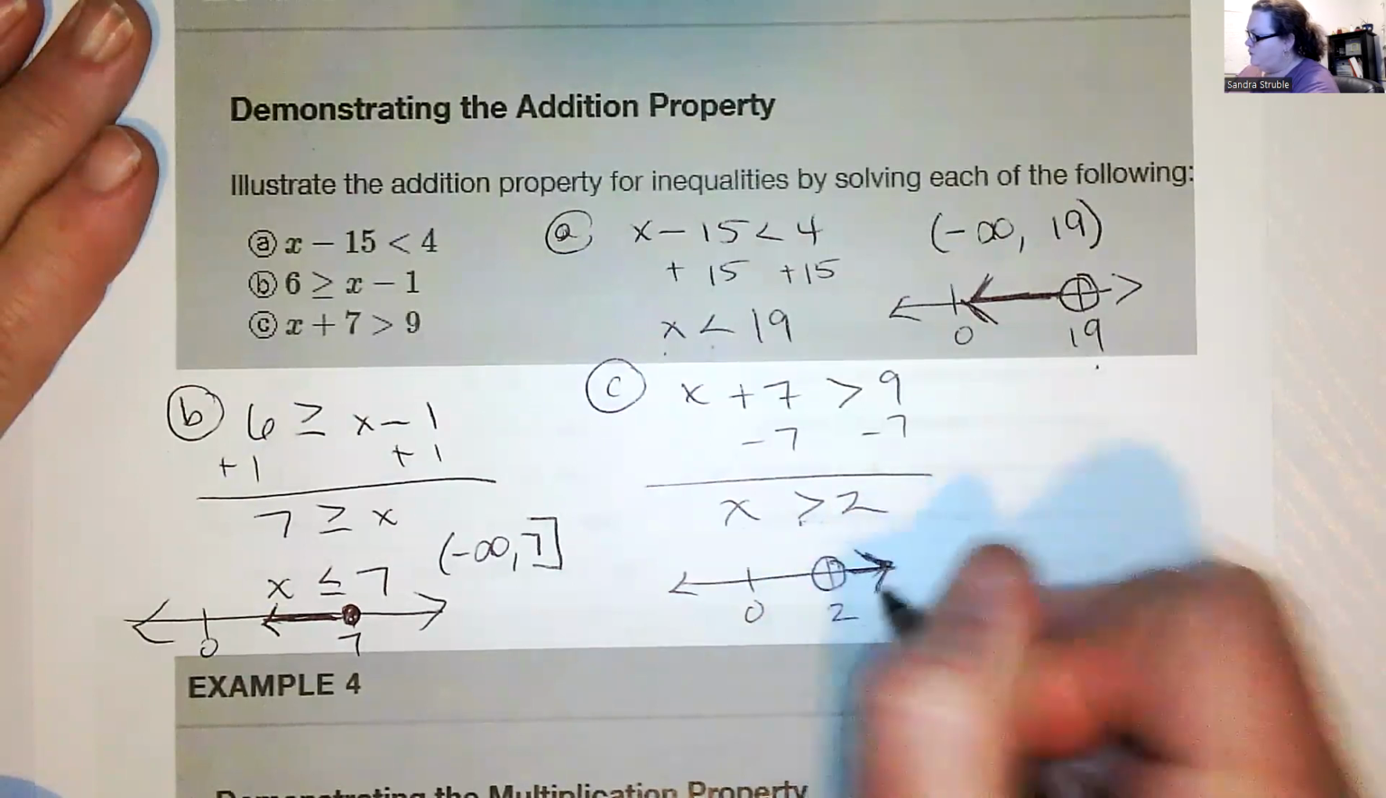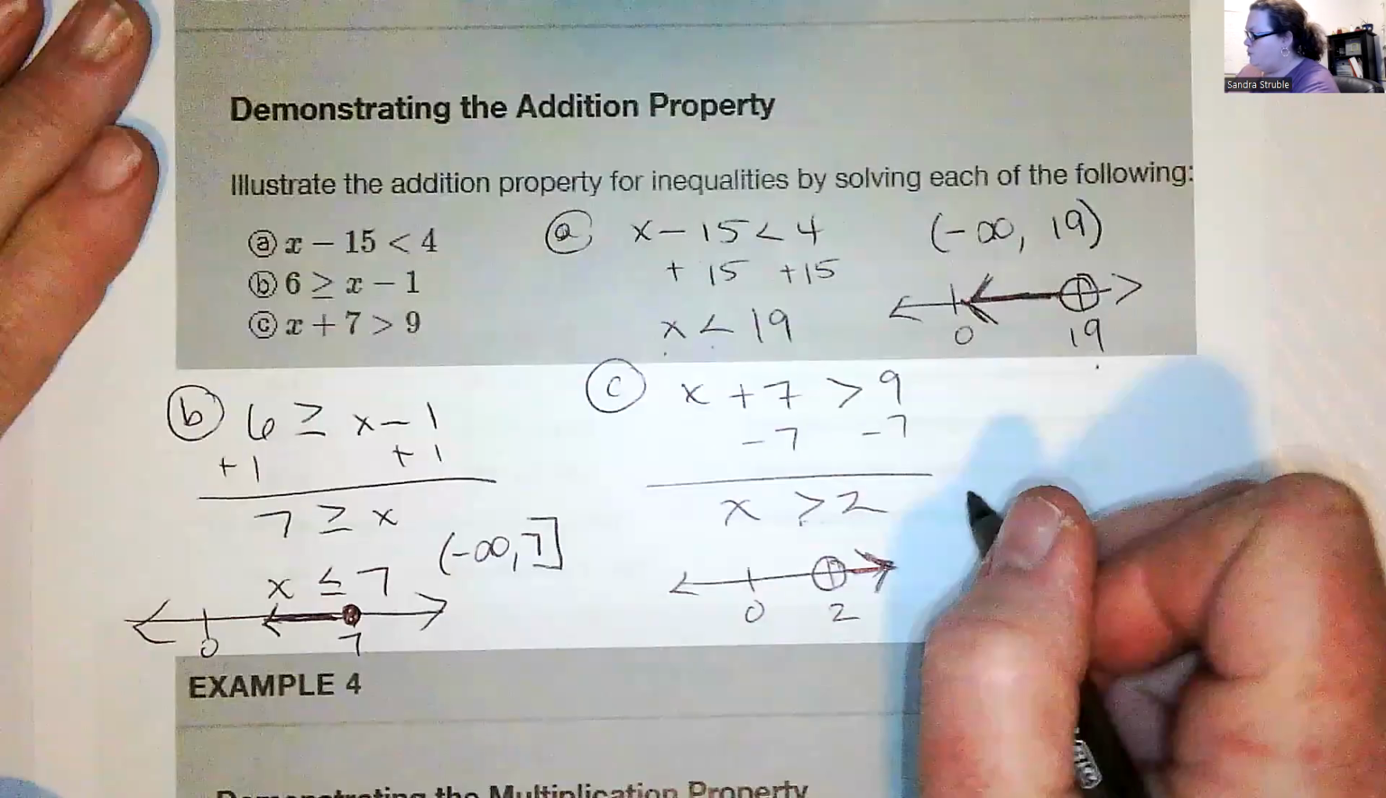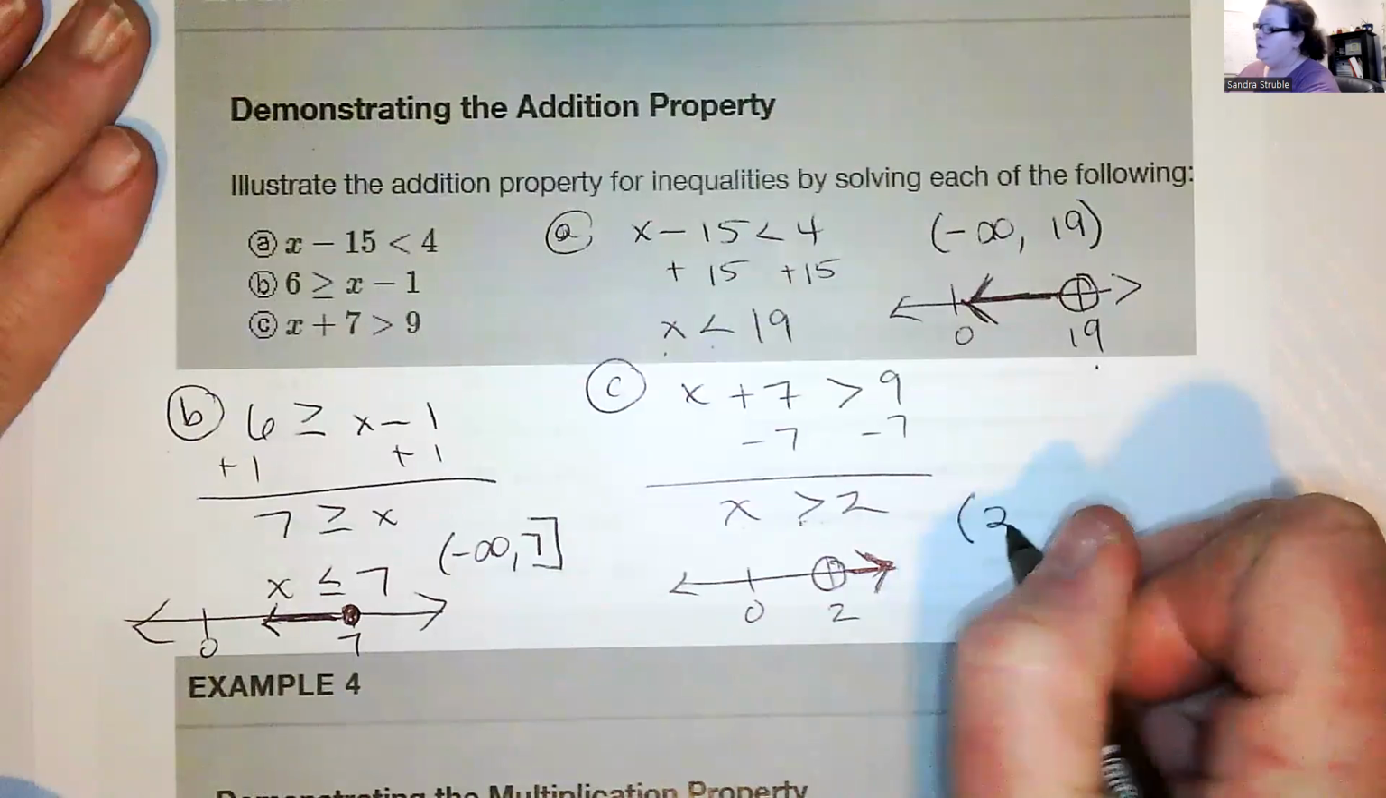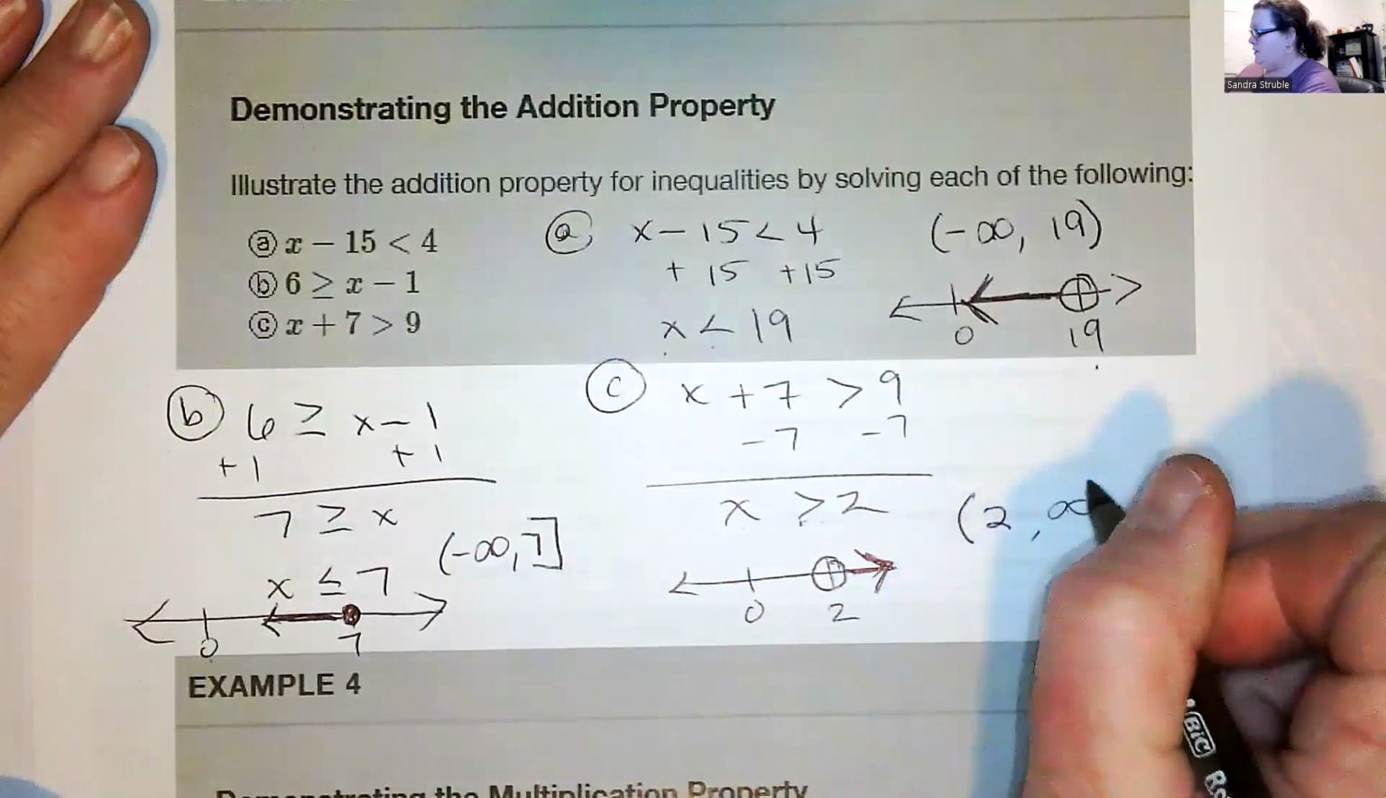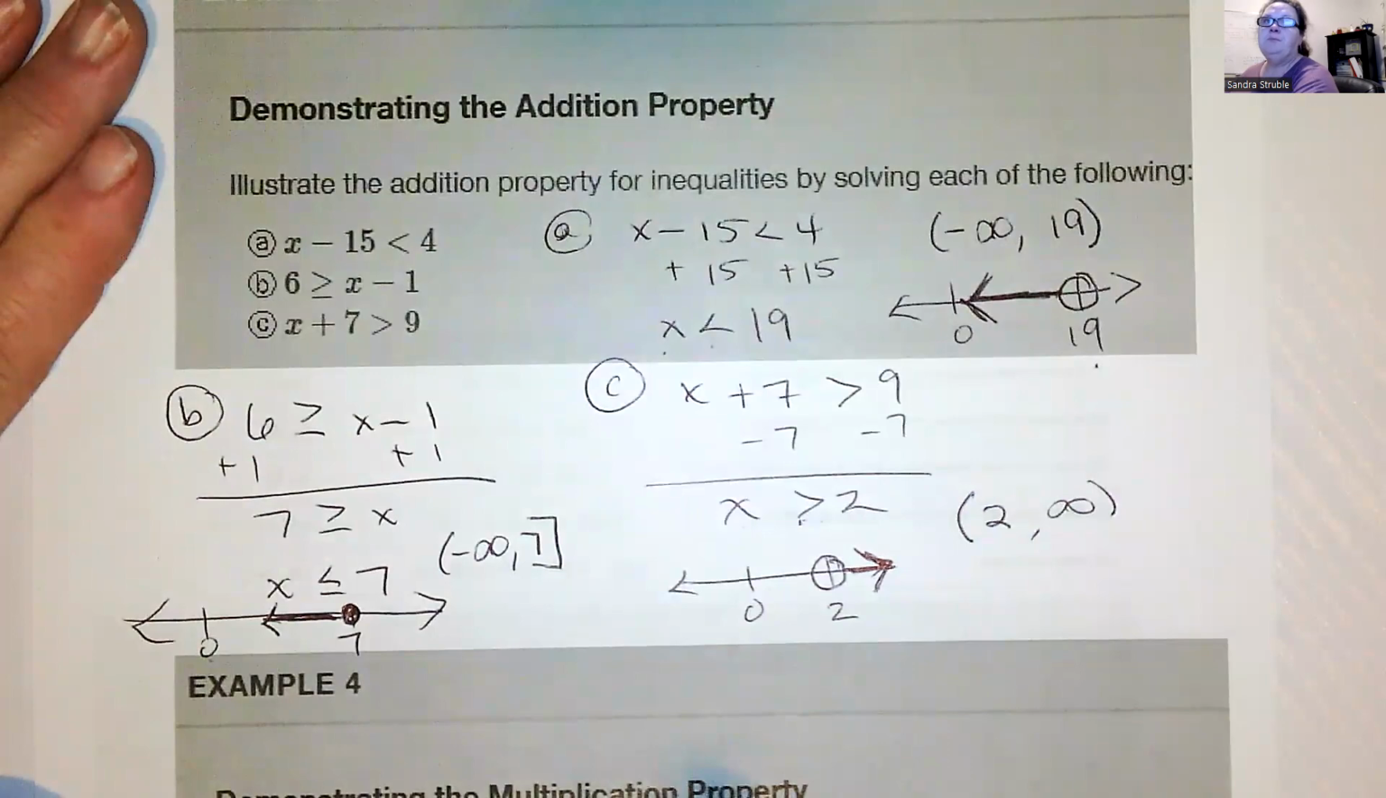And for our interval notation, we're just having an open parenthesis for 2 because it's not included, and then following up with a positive infinity with another parenthesis. Okay.